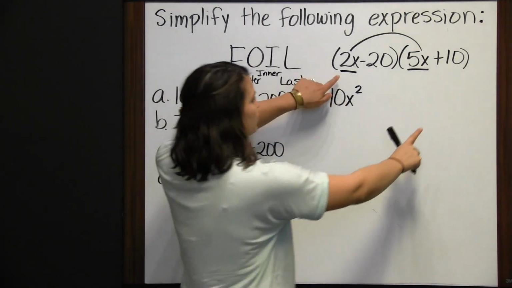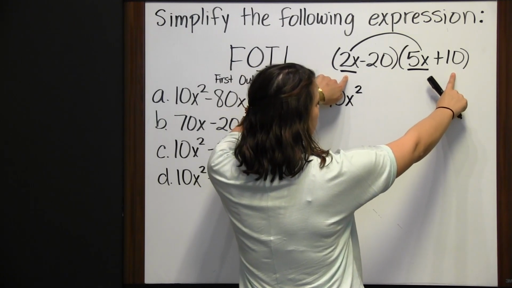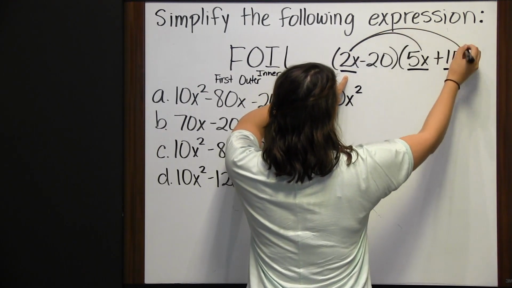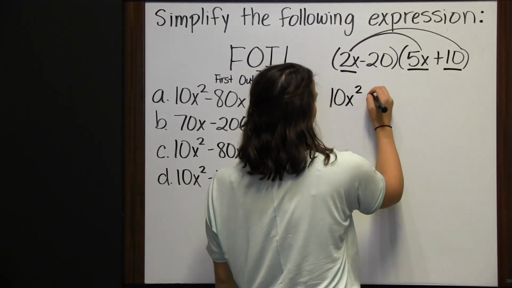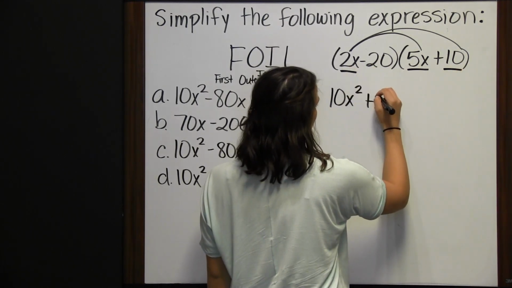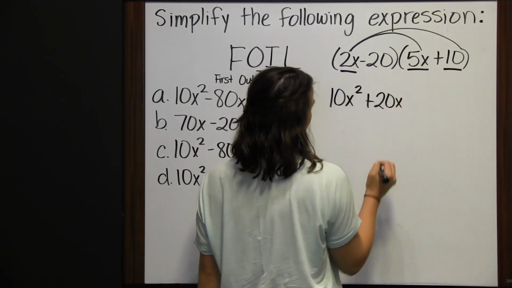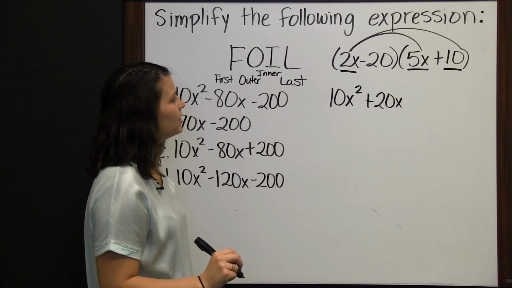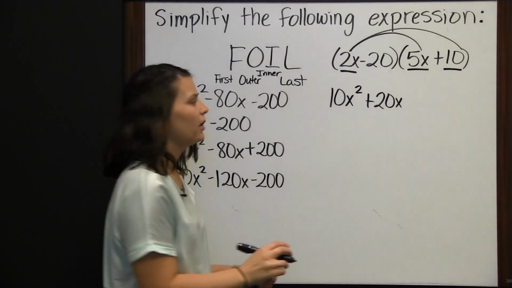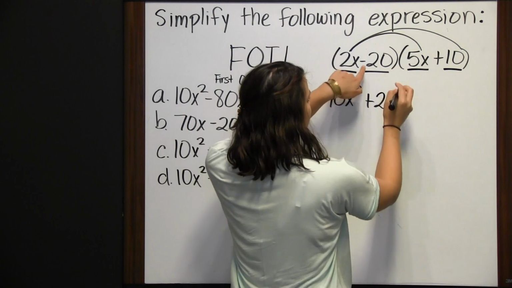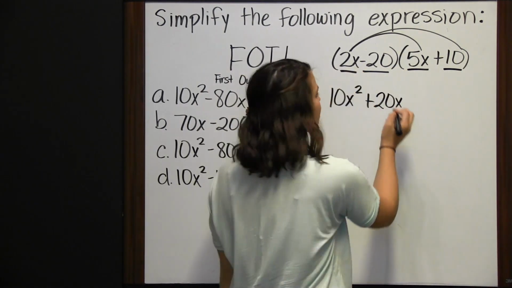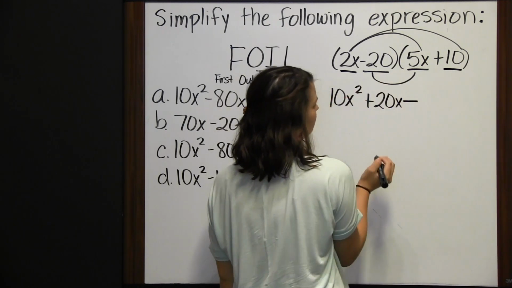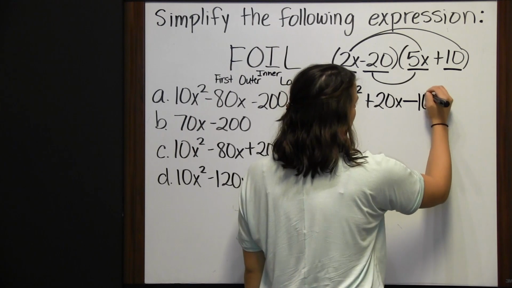The O again stands for outer. So that means to multiply the two outside terms. So 2x and 10 are the two terms on the outside, the outer terms. So 2x times 10, 2 times 10 is 20, so 20x. I stands for inner. That means to multiply the two terms on the inside. So that would be -20 times 5x. A negative times a positive is a negative. 20 times 5x is 100x.